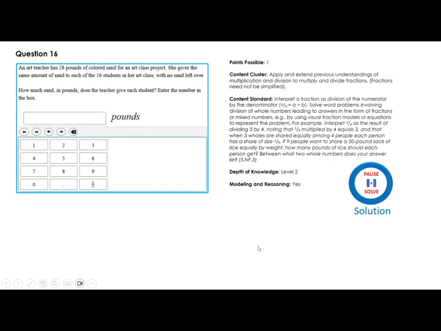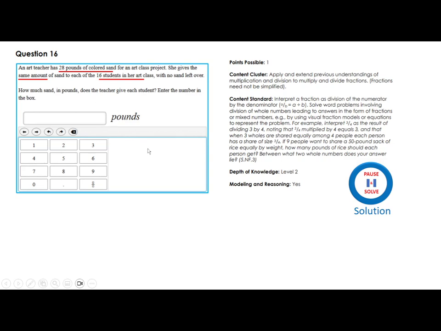Don't forget to pause, solve, and come back. An art teacher has 28 pounds of colored sand for an art class project. She gives the same amount of sand to each of the 16 students, with no sand left over. How much sand in pounds does the teacher give each student?